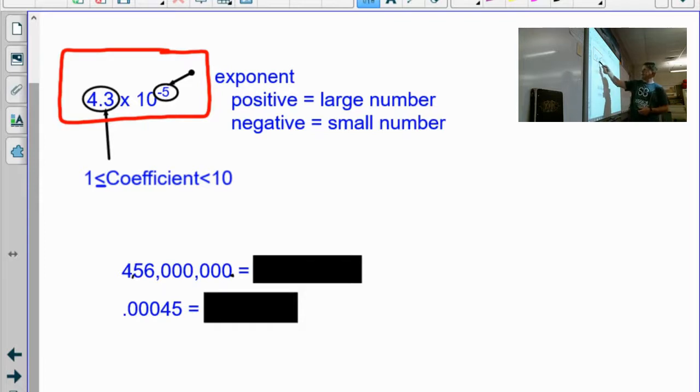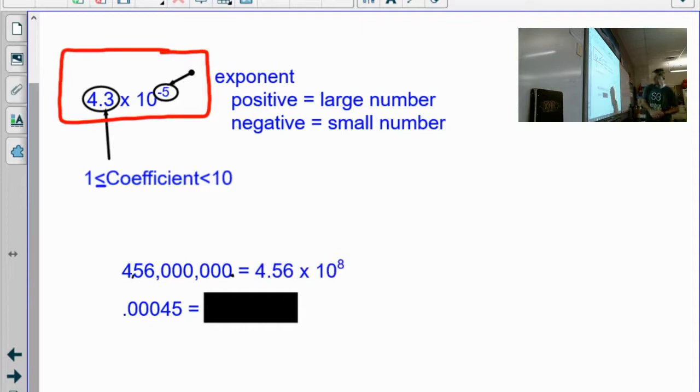Then I'm going to have my times 10. And then how many times did I have to move my decimal? Well, it went from here. So going from here to here is 3. From here to here is another 3. And then from here to here is 2 more. So 3, 6, 7, 8. So I should have 4.56 times 10 to the 8th.